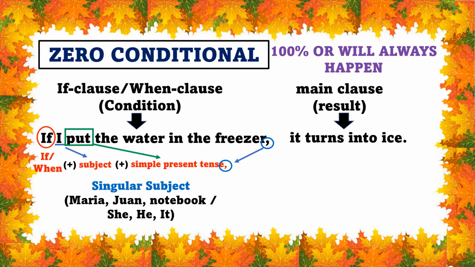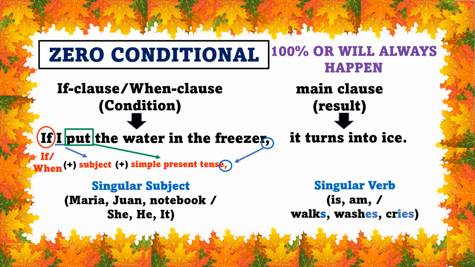Remember that when the subject is singular, such as Maria, Juan, notebook, they are all nouns, or she, he, it, they are all pronouns, the predicate or the verb should be singular as well, such as is, am, they are linking verbs, and then walks, washes, cries. Remember that to the base form of the verb, you just have to add s, es, or ies, just like what I do in these examples.